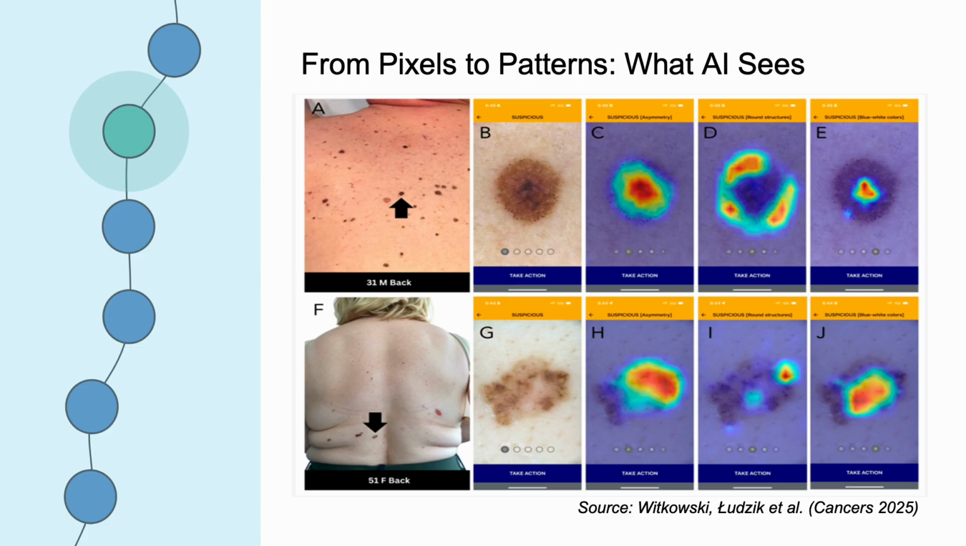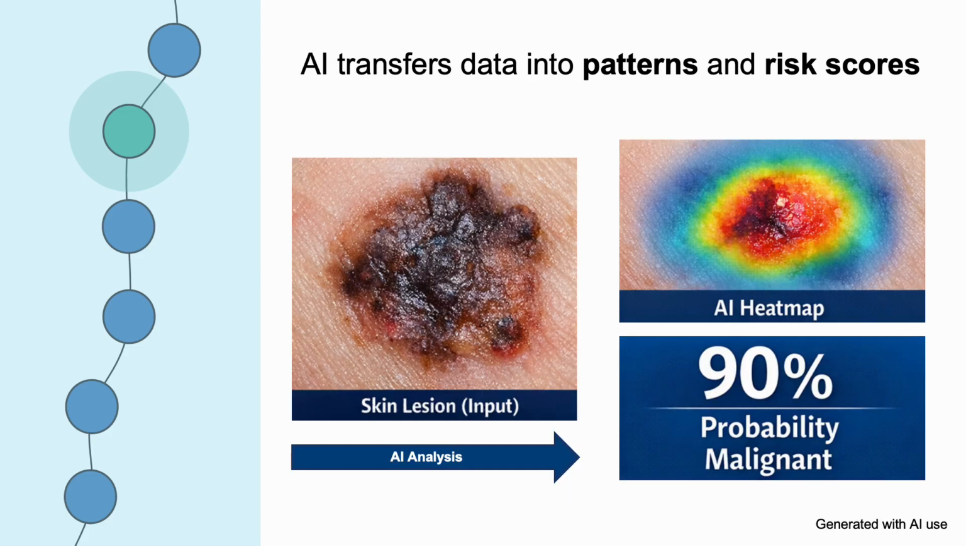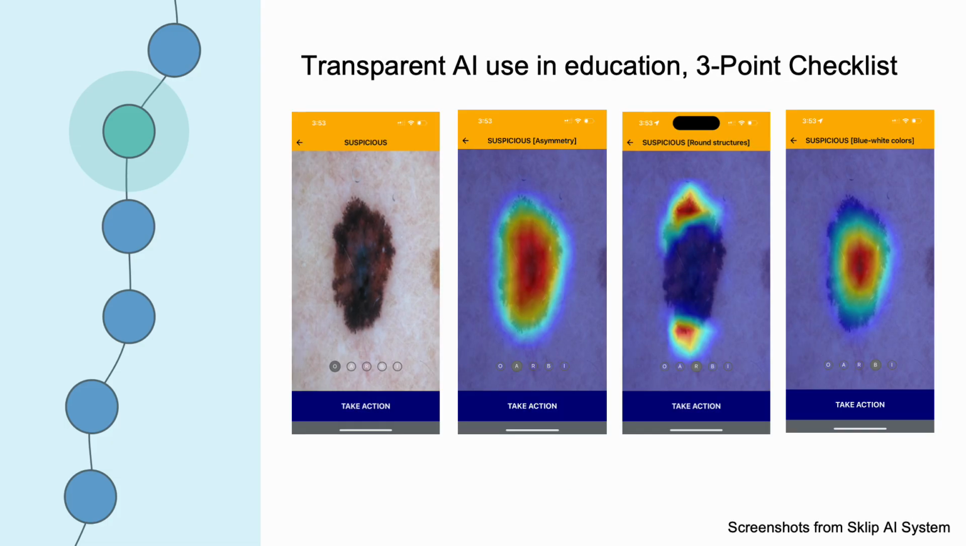AI does not recognize diagnosis like melanoma or nevus. Instead, it identifies statistical patterns linked to them. Artificial intelligence does not see lesions traditionally like a clinician. It analyzes pixel patterns and converts them into probability scores. This example shows AI highlighting features such as asymmetry, atypical structures, and multiple colors.